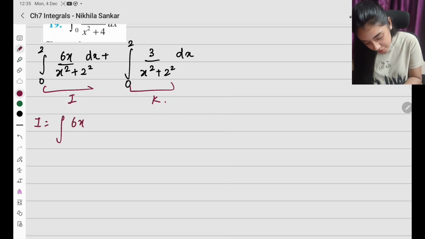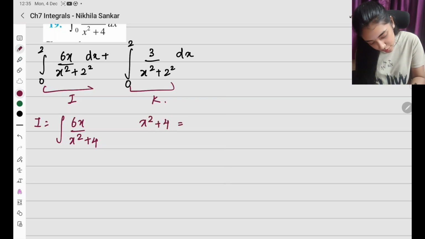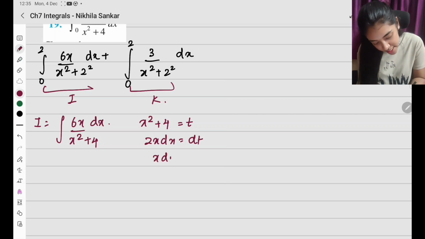Substitution. So integral of 6x divided by x square plus 4. Taking x square plus 4 equals t, 2x dx equals dt. I have 6 dx here, so we can write only x dx. x dx equals dt divided by 2.